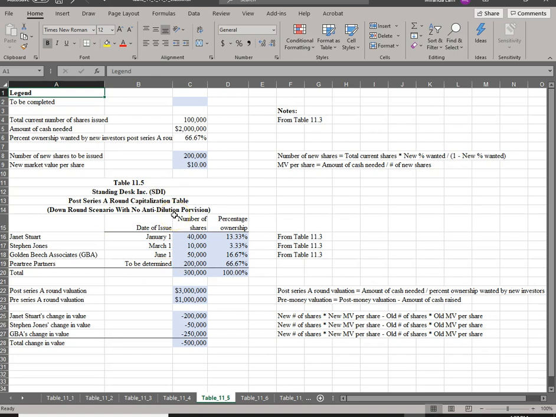In the next video, we're going to go over the example with a full anti-dilution provision and a partial anti-dilution provision.